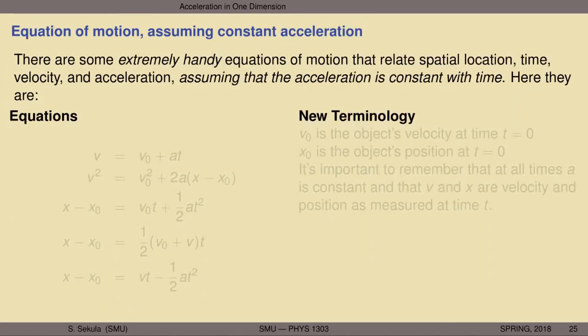Now, the beneficial thing about considering constant acceleration is that when you have that situation, there are some extremely handy equations we call equations of motion, and they relate spatial location, time, velocity, and acceleration, assuming that the acceleration is constant with time. If acceleration is not constant with time, these equations do not necessarily apply in the form that you will see written here. So we're going to look at these equations. We're not going to go into any depth about them right now.